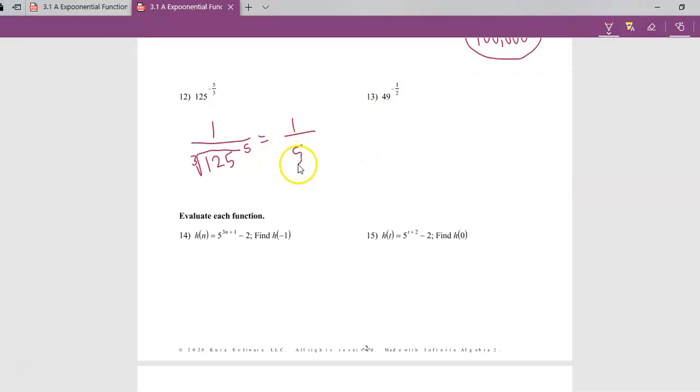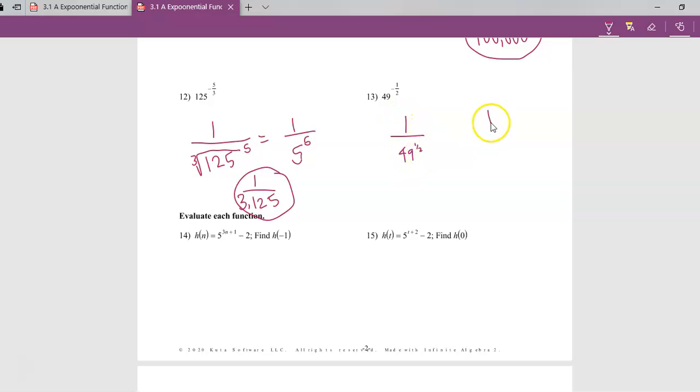So 1 over 5, but then we still have to take that 5th power. So 5 raised to the 5th power is equal to 3,125. Okay, so the negative tells me to flip it. I rewrite the part that has the negative exponent as a 5th power and 3rd root. Take the 3rd root first and then raise it to the power of 5. 1 over 3,125.